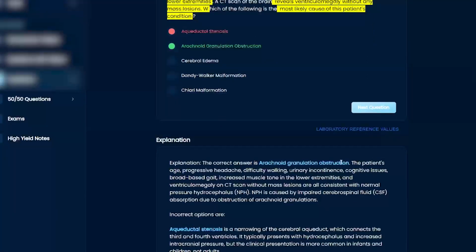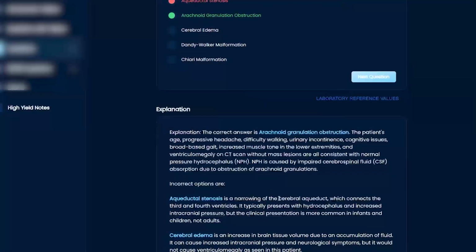So arachnoid granulation, I think you mentioned this, right? The key thing here is that ventriculomegaly and CT without mass lesions are all consistent with normal pressure hydrocephalus. Normal pressure hydrocephalus is impaired CSF absorption due to obstruction of the arachnoid granulations. Apparently, this is more likely in normal pressure hydrocephalus. I think that you actually get to see a narrow cerebral aqueduct.